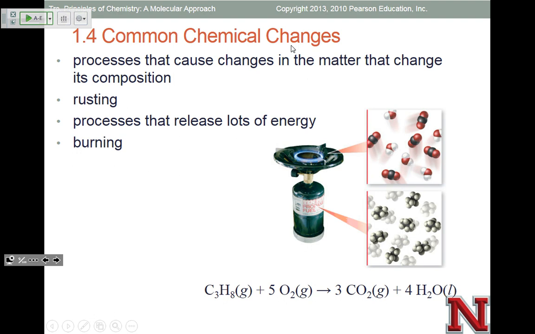This is an exothermic reaction. The cold packs are an endothermic reaction. They pull energy in. And we're going to look at that in more detail when we talk about thermodynamics in a later chapter. We're going to look at that in a lot of detail.